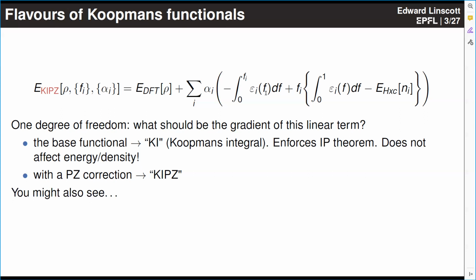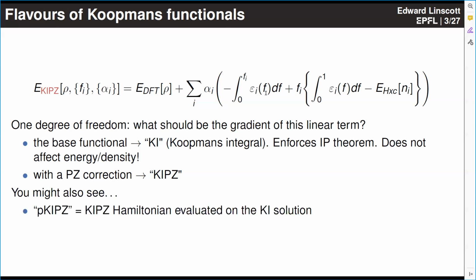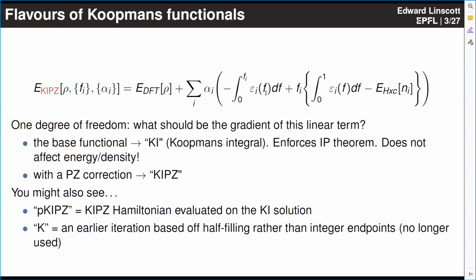And finally, you might also see mentioned, I think, on the other slides, the pKIPZ correction. This isn't just the KIPZ Hamiltonian, but you evaluate it on the KI solution. Because KIPZ is a bit more expensive, you can just have this halfway measure. And then also there are older versions, I think there's the K functional that we no longer use, but you might see that if you look at the older papers that are around.